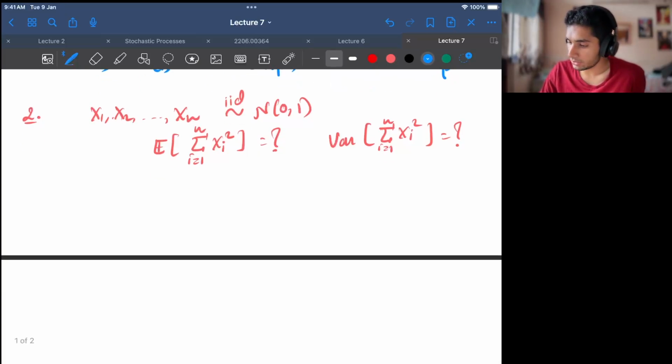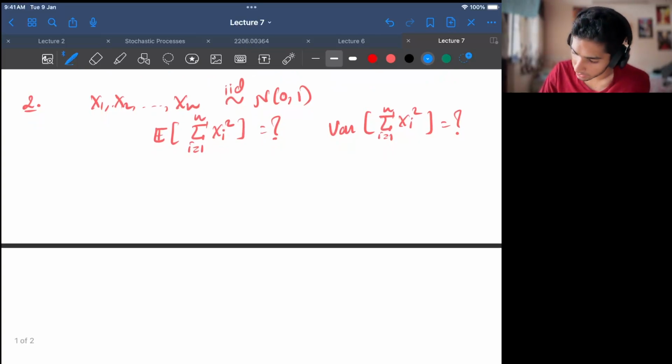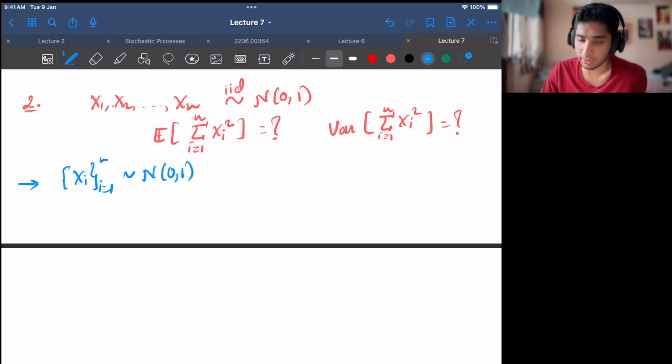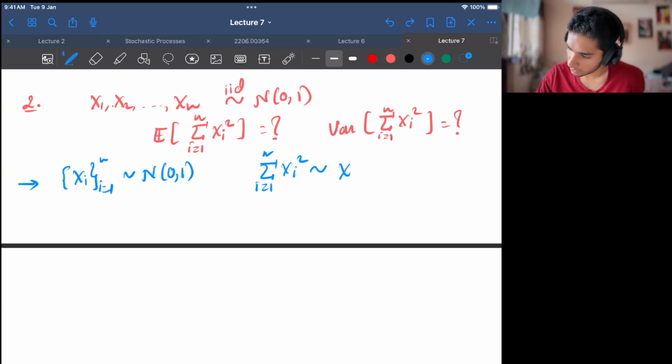So for this, you need to know this property: if xi, i going from 1 to n, are normally distributed according to the standard normal distribution, then summation xi square, i going from 1 to n, follows a chi-square distribution with degree of freedom n.